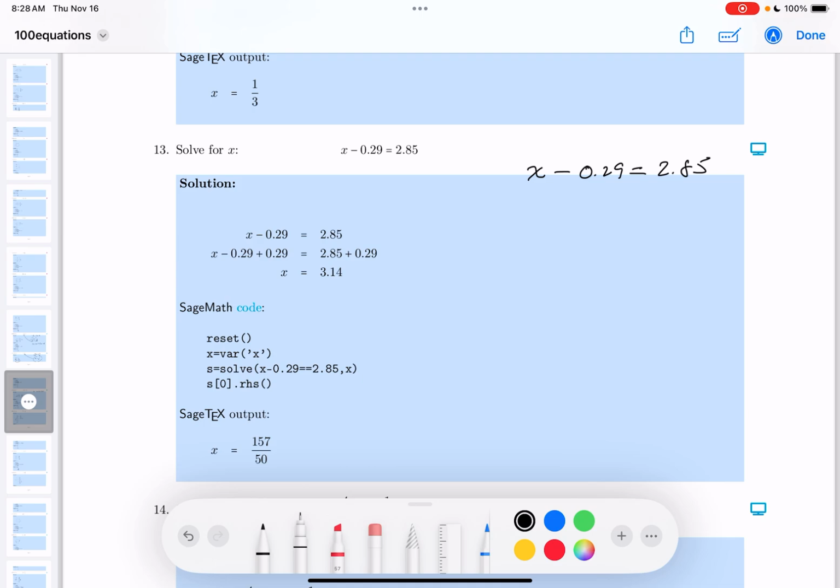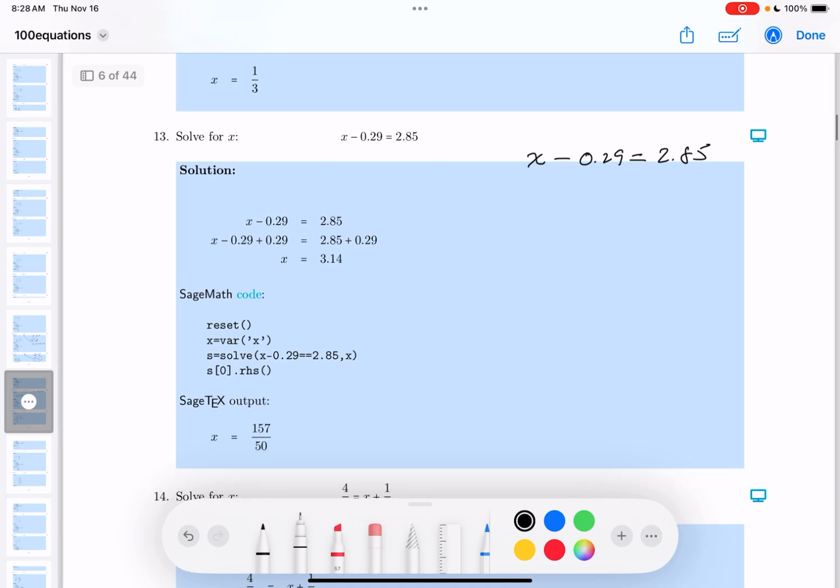Since x is on one side, I want to get rid of that constant term by adding 0.29 to both sides. And what would you get? Well, left side's pretty easy to get x. On the right side, let's just do it.